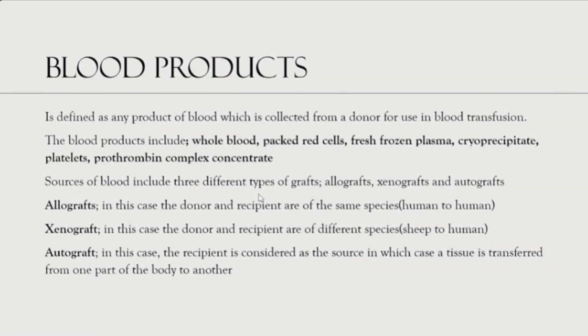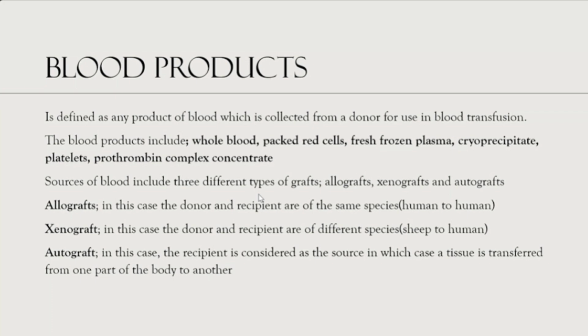So we are going to the blood products. Blood products are defined as any product of blood which is collected from a donor for use in blood transfusion. These blood products include whole blood, packed red cells, fresh frozen plasma, cryoprecipitate, platelets, and prothrombin complex concentrate.